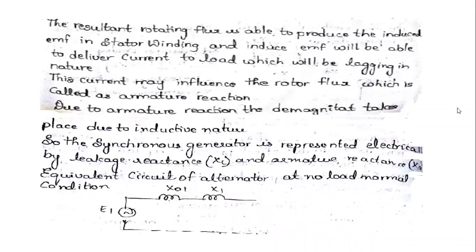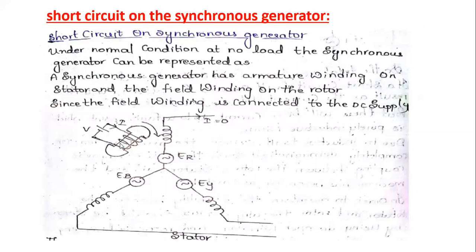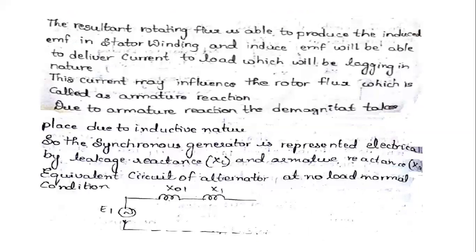This current influences the rotor flux, which is called the armature reaction. What is meant by armature reaction: when we give the DC supply to the field winding, an EMF is induced in the stator winding, and due to that EMF the current flows through the load. This current is lagging in nature, therefore it influences the rotor flux. That operation is called the armature reaction.